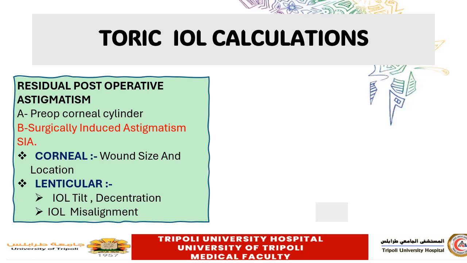The corneal component is due to the wound construction and the wound location itself that induces astigmatism, and the lenticular portion is due to either IOL tilt, decentration, or misalignment of the lens, or wrong calculation of the lens itself, which may induce some astigmatism. So surgically induced astigmatism is included in the residual postoperative astigmatism. So the residual postoperative astigmatism is a combination of both the surgically induced astigmatism as well as the preoperative refraction of the patient.